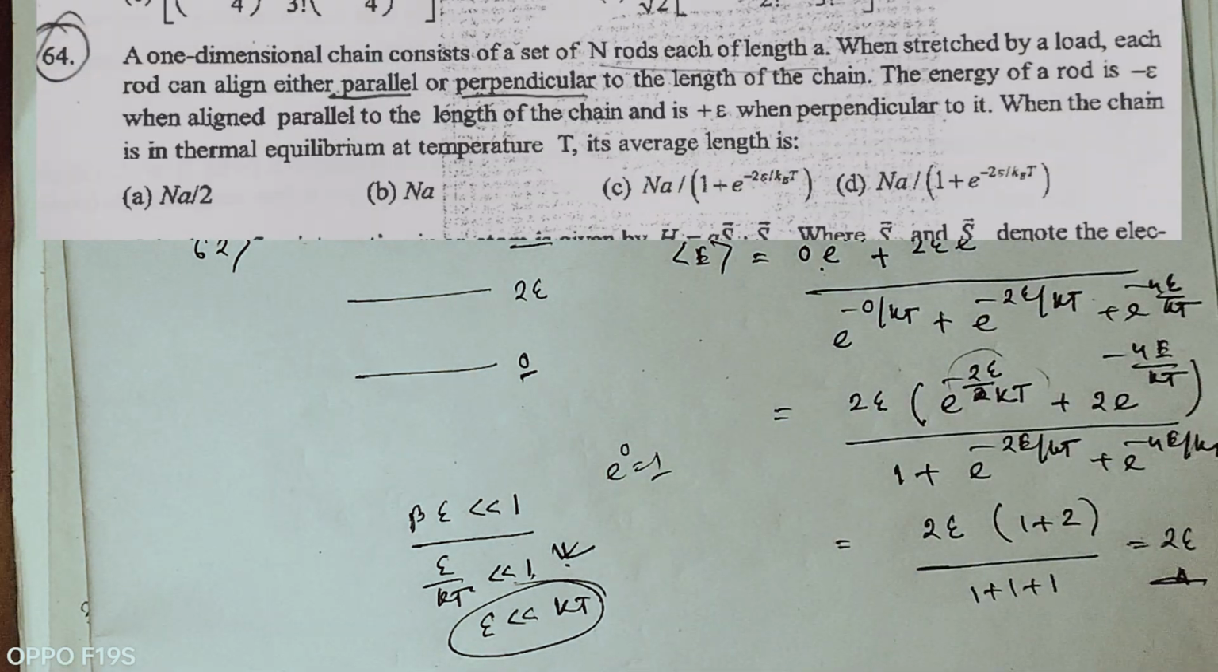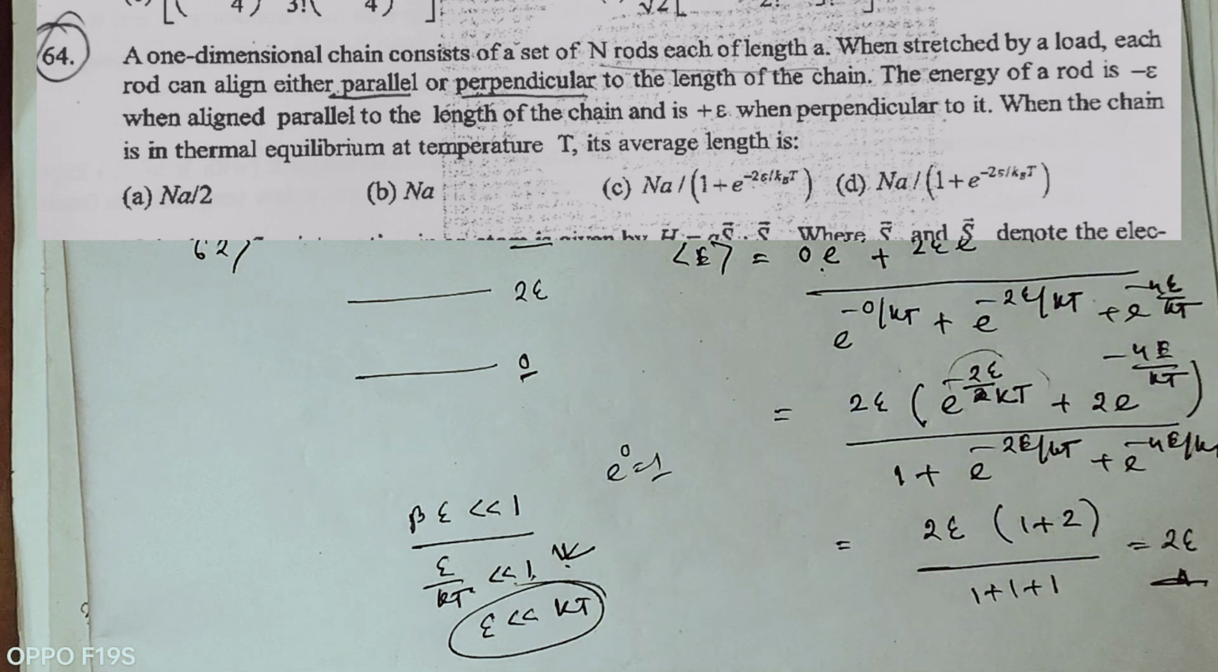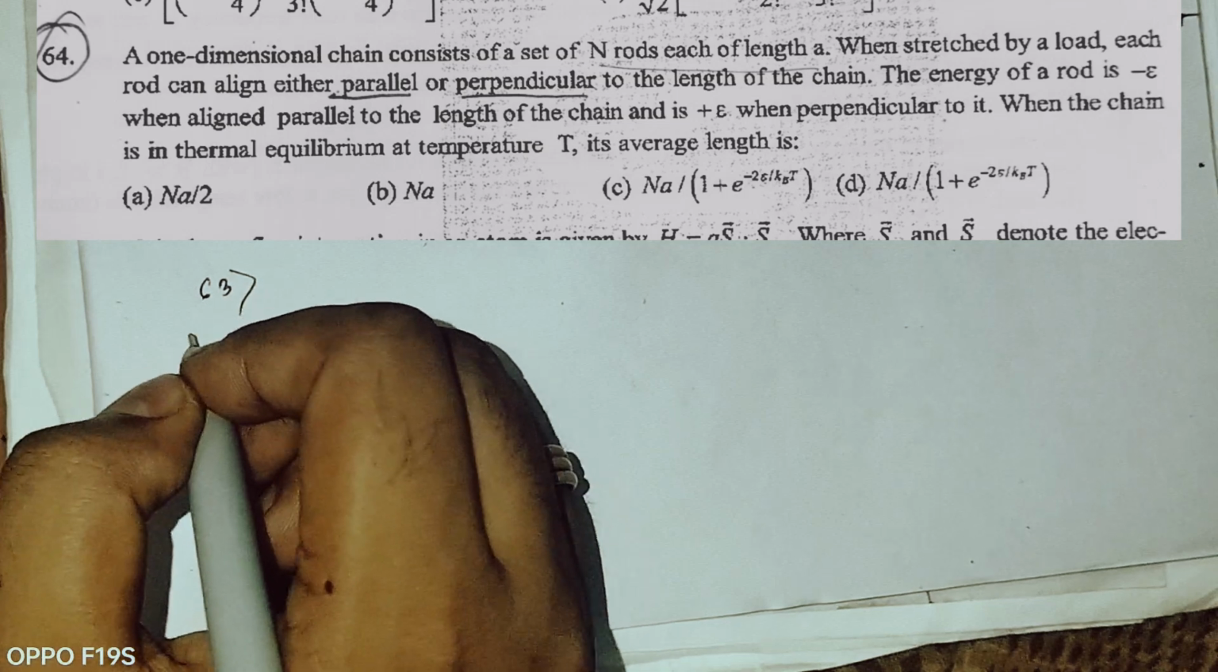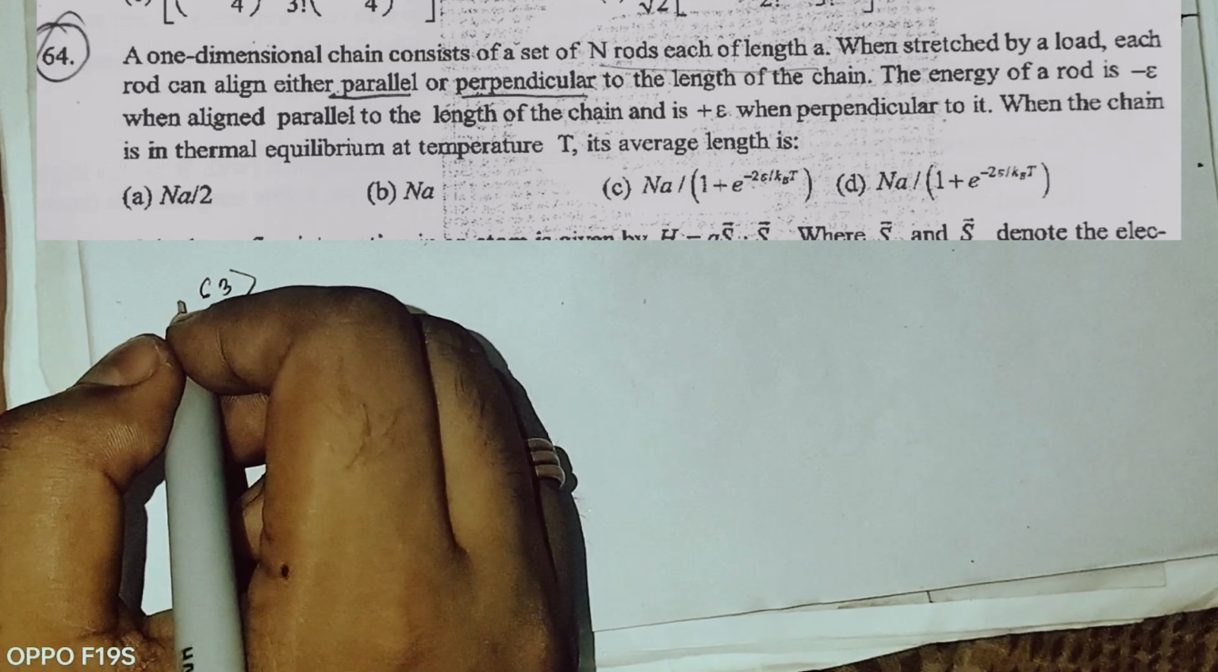A one-dimensional chain consists of a set of n rods, each of length a. When stretched by a load, each rod can align either parallel or perpendicular to the length of the chain. The energy of a rod is minus epsilon when aligned parallel to the length of the chain, and epsilon when it is perpendicular to the chain. When the chain is in thermal equilibrium, then the average length. So we need to find the average length.